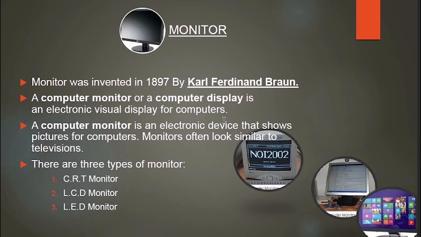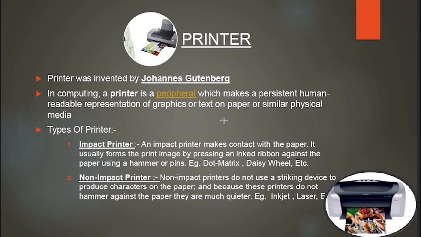So, ba't nga pala natin siya tinawag na output device? Kasi naglalabas siya ng output from the root word itself. Naglalabas siya ng gusto natin makita sa computer. Yan yung screen natin. So, output device yung tawag sa kanya. And then we have the printer. Printer was invented by Johannes Gutenberg.